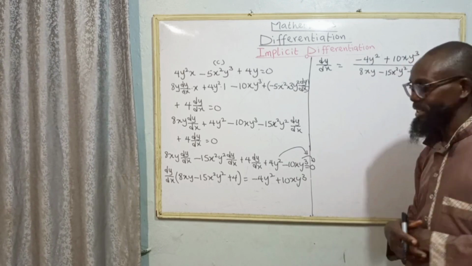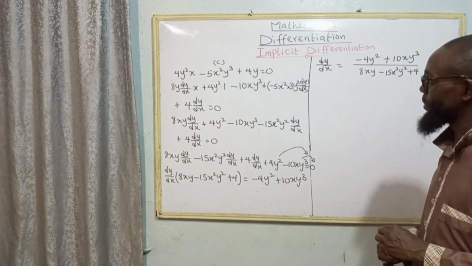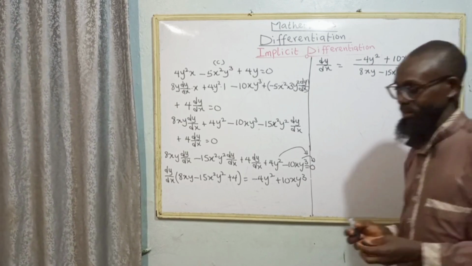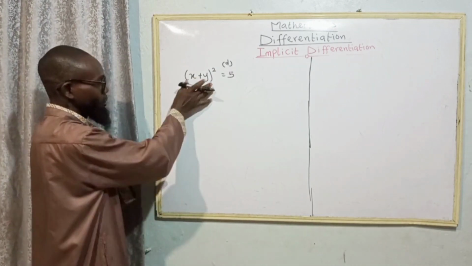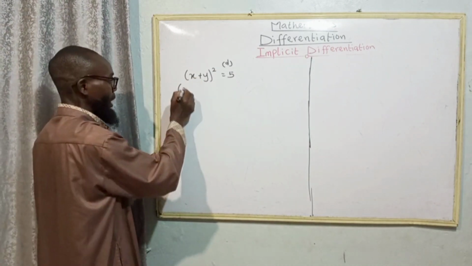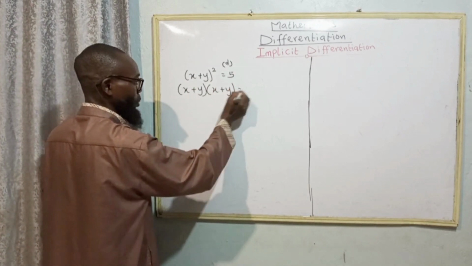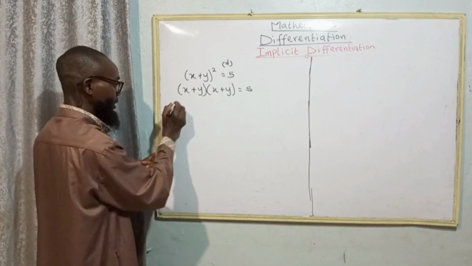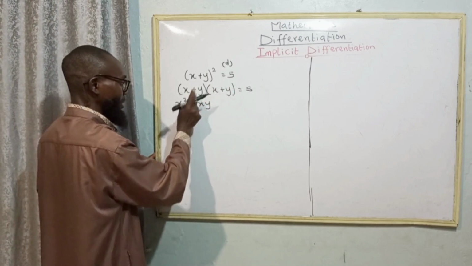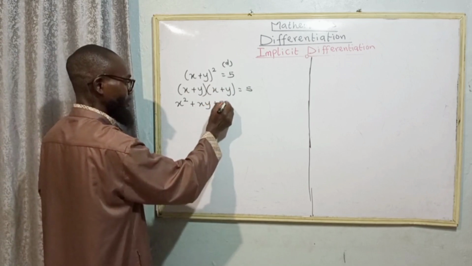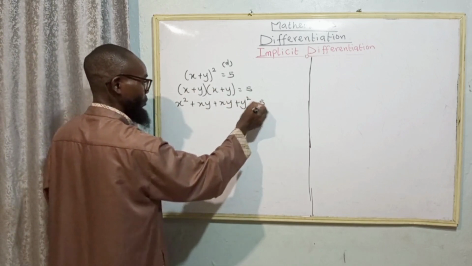So that's the differentiation of our implicit function. The last part, we want to differentiate this. The first part is to expand this. x plus y and x plus y equals 5. x times x, x squared. x times y plus xy. y times x plus xy. y times y plus y squared equals 5.